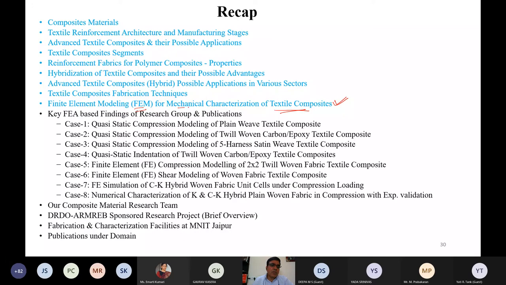These are all different papers which are already published. I'll move a little fast here, and I'll give those published papers to the organizers so that you can go through them later, and I am available anytime to answer your questions.